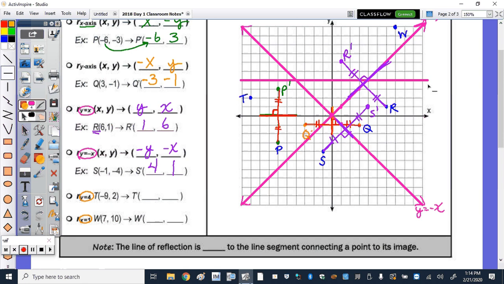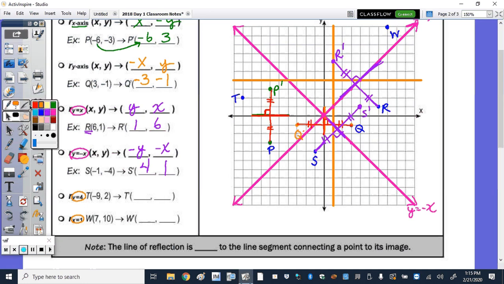Oops, I wanted that to be orange. I'm actually going to undo that. 1, 2, 3, 4. And then x equals 1 is a vertical line passing through the x-axis at 1. So here we are. Okay. I'm just going to add arrows and label those.